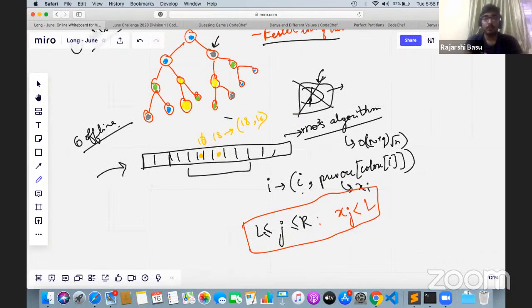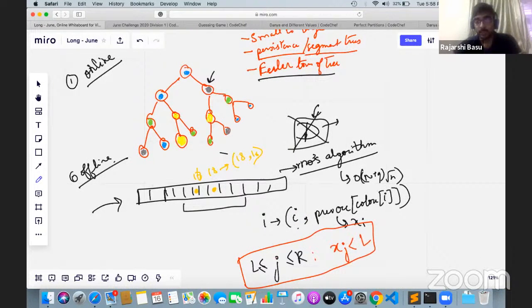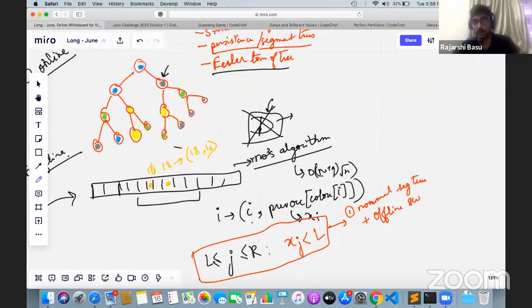Now, the complexity here would have been, you could do this using normal segment trees offline. Normal segment trees plus offline sweep. So this technique is called offline sweep. That just basically means that you sort everything based on the xj's, and then you iterate over them and keep inserting values and then do the queries.